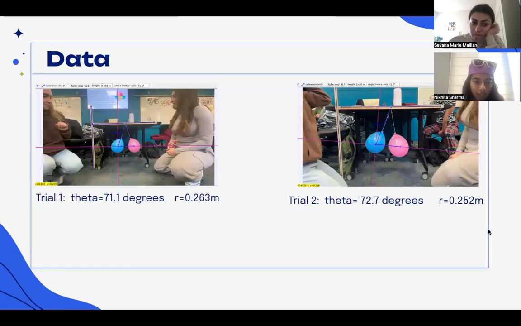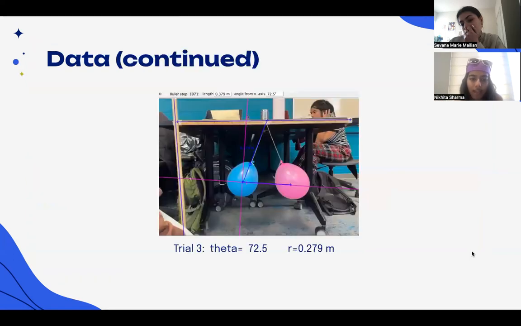For our data for our first trial, we used Tracker. We got our theta to be 71 degrees, and our distance was about 0.263 meters between the balloons. Then in our second trial, we had theta as 72.7 degrees, and our distance between the balloons was 0.252 meters. And for our last trial, we had our theta as 72 degrees and our distance as 0.279 meters.